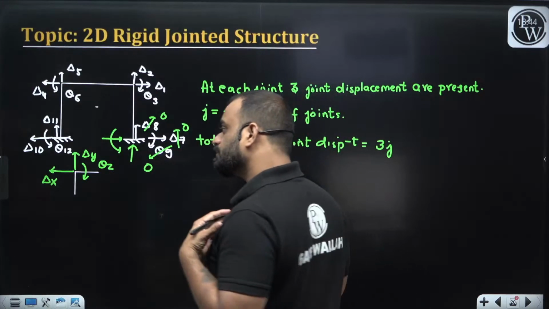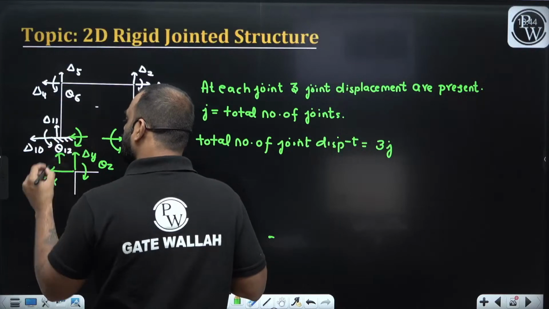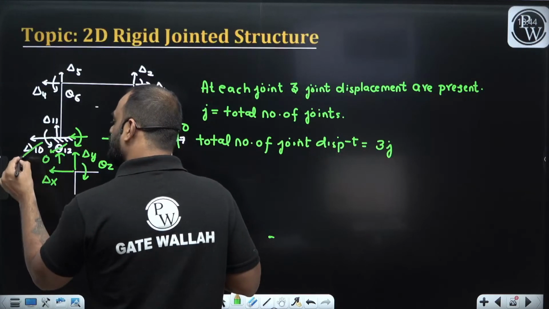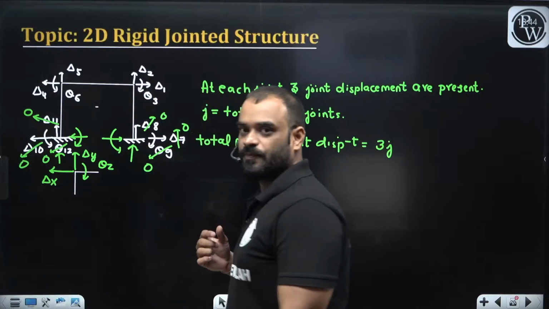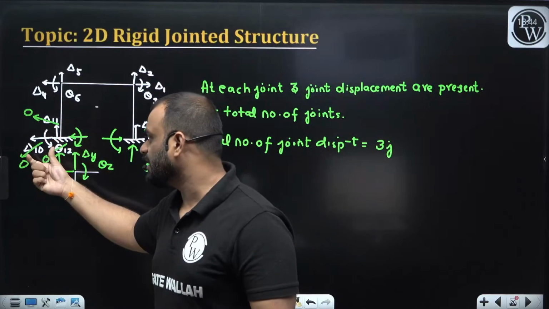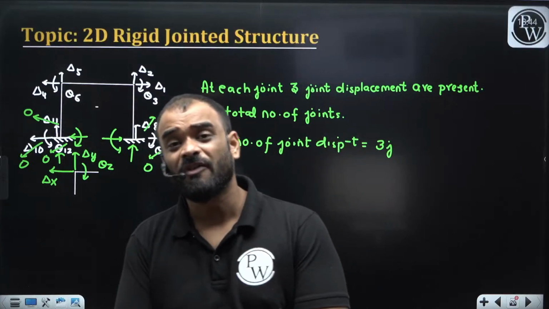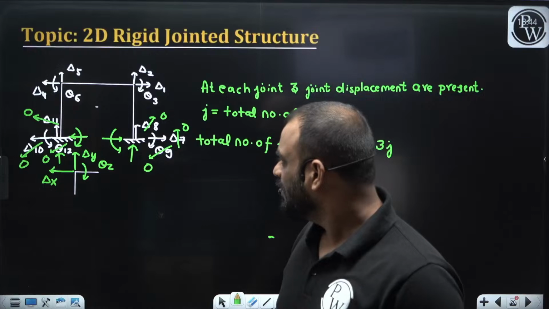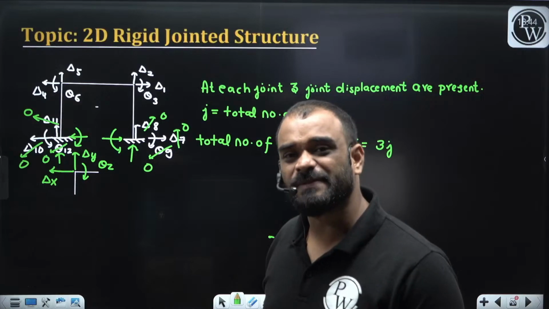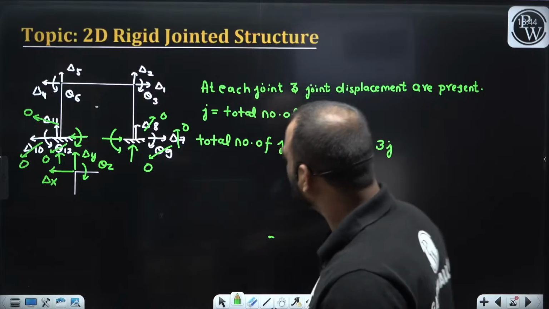That means the value of joint displacement at this particular support is known to us. Similarly, at this support, we have all the values as 0, right? That means delta 11, delta 10, theta 12 are 0 basically. Why? Because of external support reaction. So guys, how many joint displacements are remaining in this particular structure? It is 6.